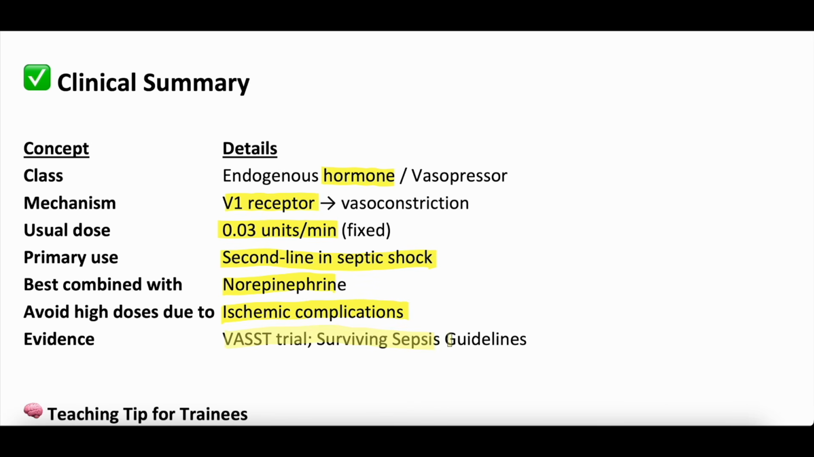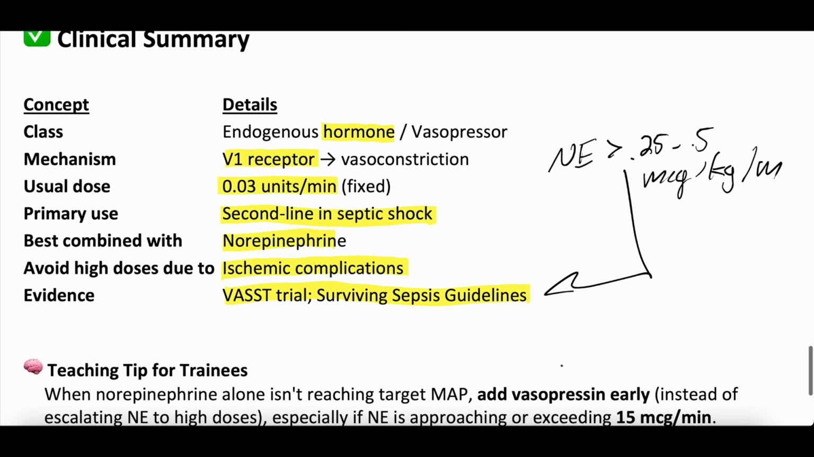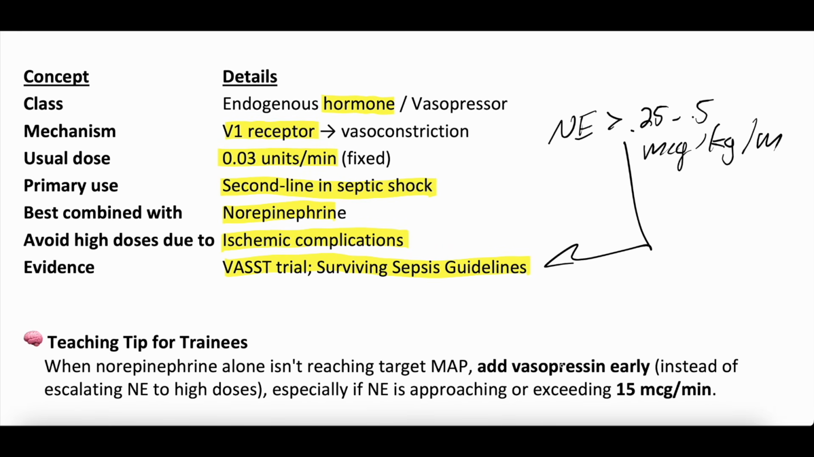And then there is some evidence, particularly the VASST trial, that has led to vasopressin being included in the Surviving Sepsis guidelines as an add-on to norepinephrine. If a patient's on norepinephrine at greater than 0.25 to 0.5 micrograms per kilogram per minute, the Surviving Sepsis Campaign would suggest adding on fixed-dose vasopressin. So just a little tip, when norepinephrine alone is not reaching the target MAP in a patient in septic shock, add vasopressin. Consider adding it even a little earlier, but especially as norepinephrine is exceeding about 15 micrograms per minute, which is right around that 0.25 to 0.5 micrograms per kilogram per minute dose.